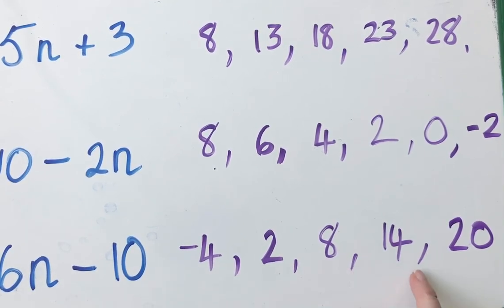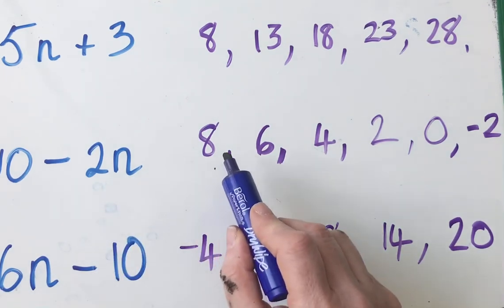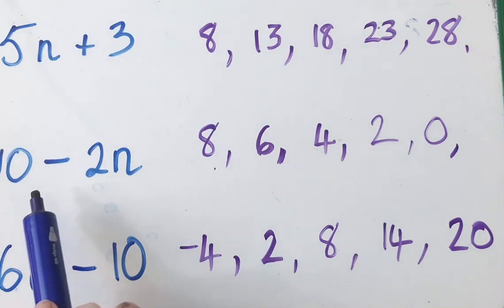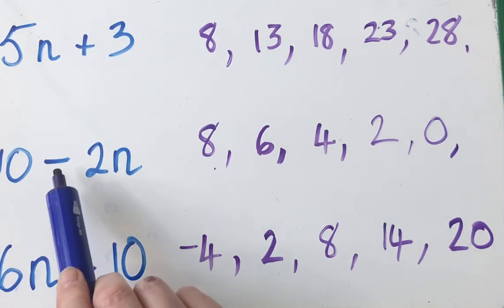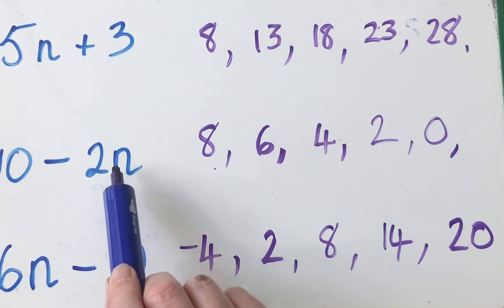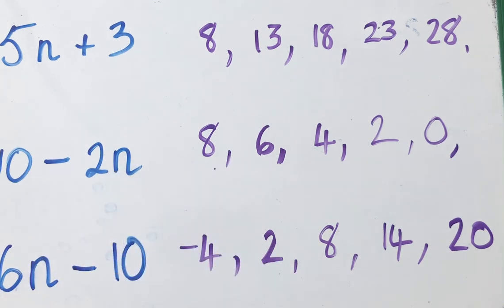It's still going up. And that's because the coefficient of the n, the number behind the n, what we're multiplying n by, is still positive. So that's why it's going up. This one, it's going down, 8, 6, 4, 2, 0. That's the sixth term. We weren't asked for that. The reason that's going down is because it's a negative 2 there. So the number in front of the n is actually negative.